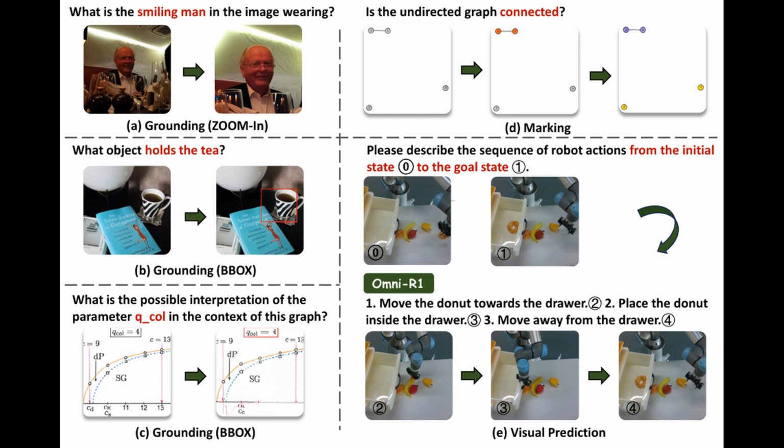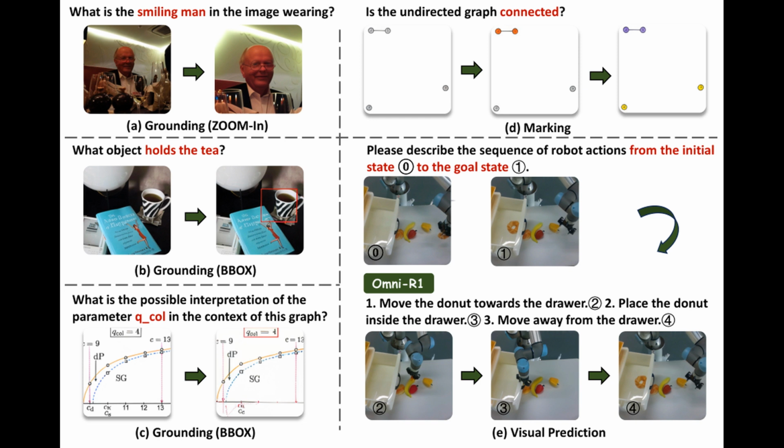In example A, we see the model zooming in on a person to answer what they're wearing. In example B, it's drawing a bounding box around a teacup to identify what's holding tea. And in example C, it's using bounding boxes again, but for a more complex task, interpreting a parameter in a graph. Then, in example D, it's marking nodes in a graph to determine if it's connected.